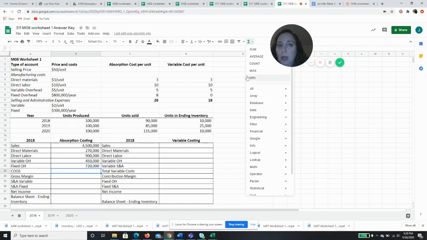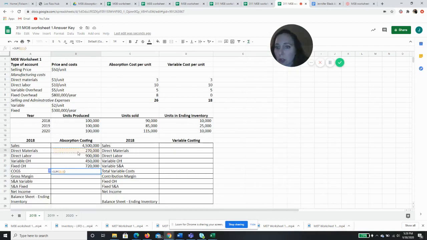All right, so let's add up our cost of goods sold, which is all of our costs. There we go. So our cost of goods sold is $2,340,000. So we get our gross margin by taking sales and subtracting our cost of goods sold. And we get a gross margin of $2,160,000.